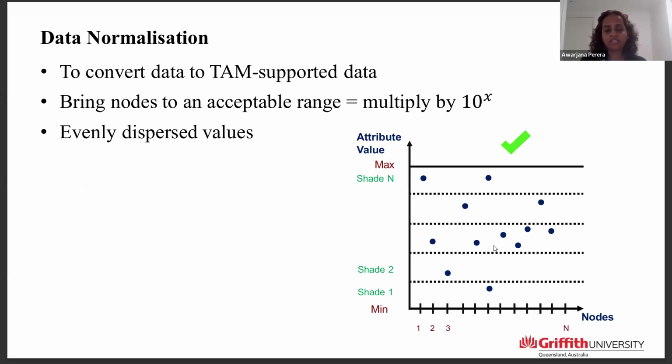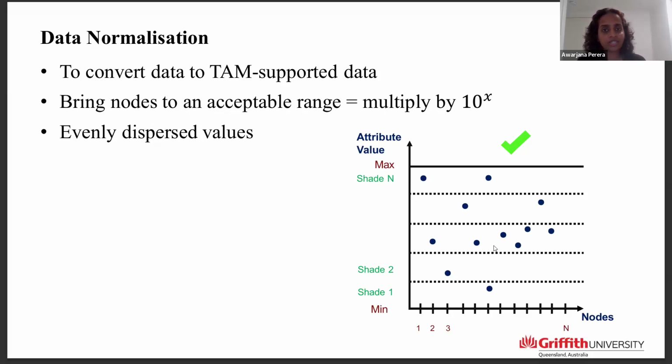And data normalization is the final step before the visualization. This is also a vital step in the process. So at this stage, the requirement was to convert the data to a format that's supported by the TAM tool. Like I mentioned, this TAM tool has never been used to visualize blockchain data before. So it was very important to understand the exact range that is supported by TAM, because we had to convert our data to an acceptable range.